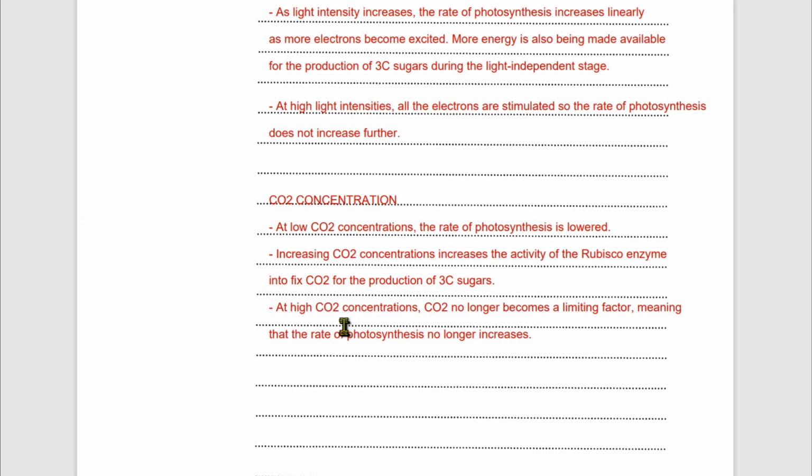Now at higher CO2 concentrations, CO2 is not really a limiting factor anymore. Again, it's the same, you keep adding more, it's not going to make a difference. And that means that the rate of photosynthesis no longer increases.